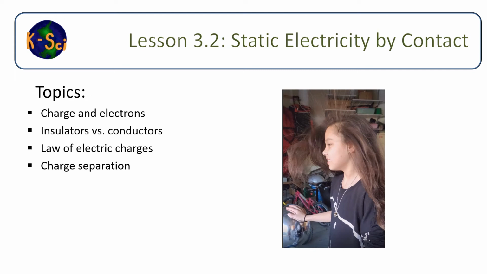Hello there. In this lesson, we're going to learn about static electricity and how it can be produced by contact. You can see that my daughter here has her hand in contact with this steel ball, which is a part of a Van de Graaff generator. And she definitely has a static charge, right? You can see all the hairs trying to get away from each other because they all have the same charge, probably negative, and they're trying to get away from each other.